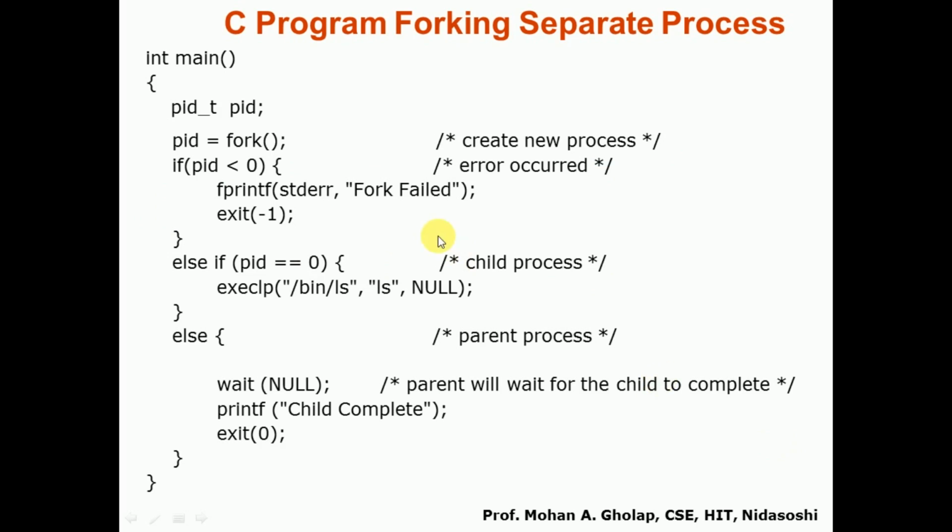After this we'll see a C program for forking a separate process. We'll see one simple C program to demonstrate how exactly a new process will be created by using the fork system call, and how the child process is going to execute a new program. The program starts with the main function, that is int main.